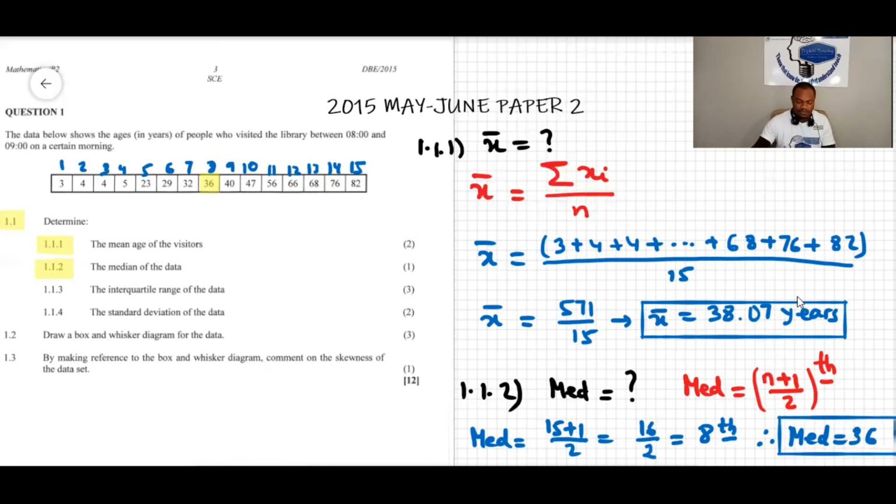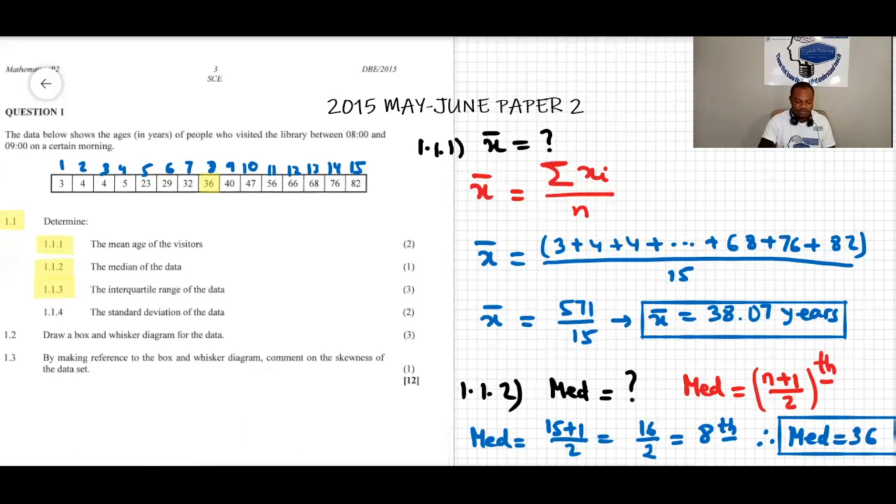Now, we're going to do question 1.1.3 that says the interquartile range of the data. What is that? This is the difference between the third quartile and the lowest quartile.